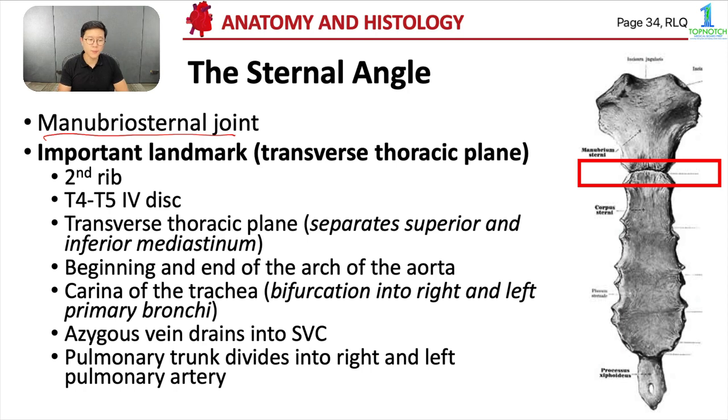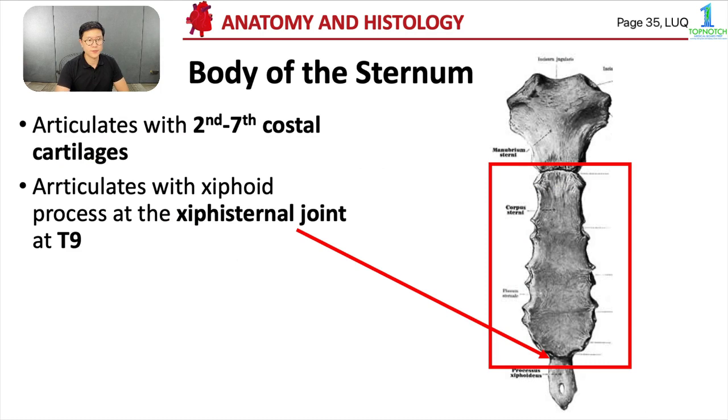structures that pass through or are at this level. So it's also known as your transverse thoracic plane. It's at the second rib. It is where the T4, T5 intervertebral disc is located. It's the transverse thoracic plane, which separates the superior and inferior mediastinum. It marks the beginning and end of the arch of the aorta. It marks the carina of the trachea, which is the bifurcation to the left and right primary bronchi. It is also where the azygous vein drains into the superior vena cava, and it's where the pulmonary trunk divides into a right and left pulmonary artery.